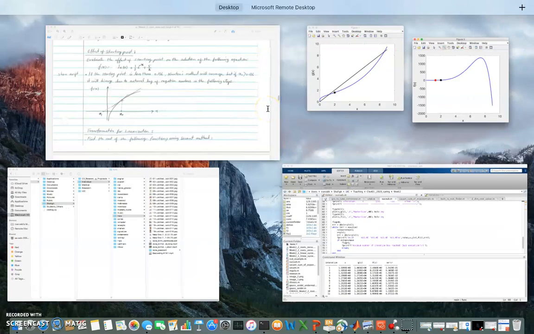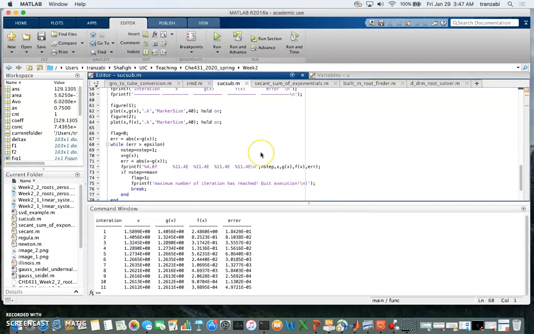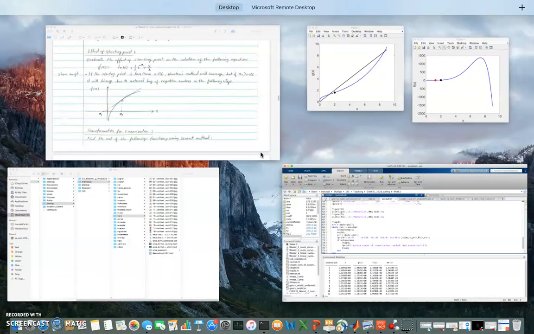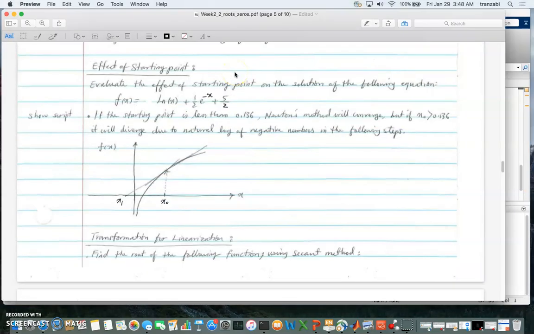Okay, so that was successive substitution. There are certain things that we need to know about successive substitution, and that is the starting point is very important. An example is, imagine we want to find the root of this function, log x plus 1/2 exponential minus x, and then plus 5 or 2.